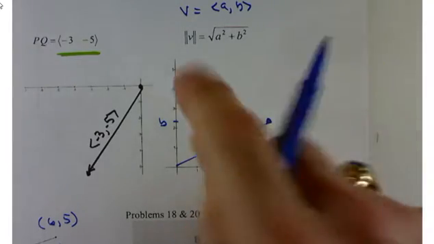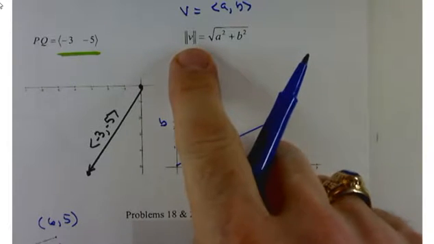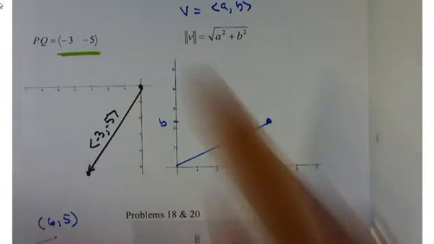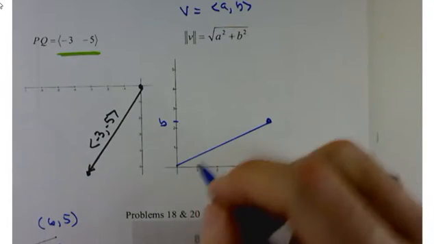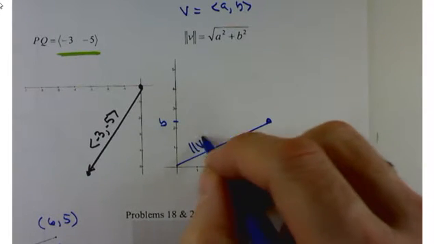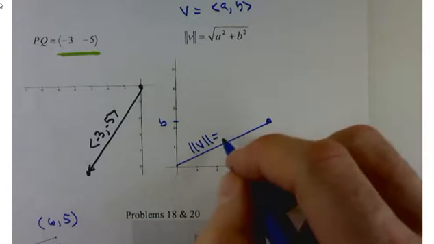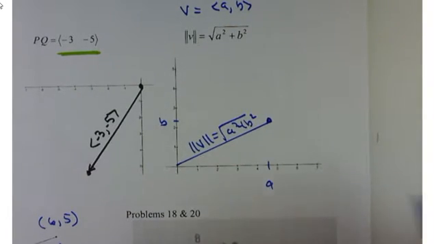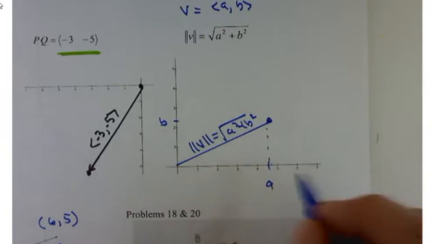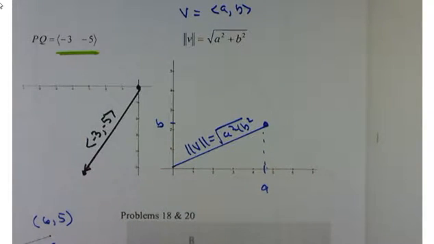So we call that the length. It has this special notation. It looks like a double absolute value. But the magnitude of v is just going to be the square root of a squared plus b squared. And it comes directly from the Pythagorean theorem.